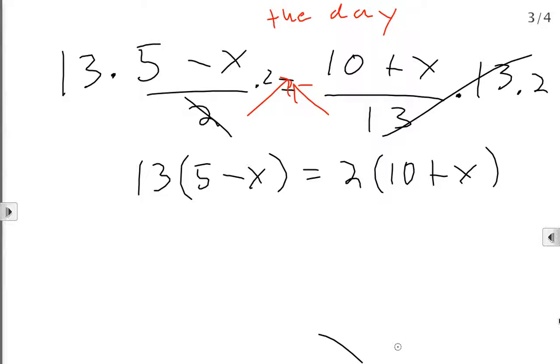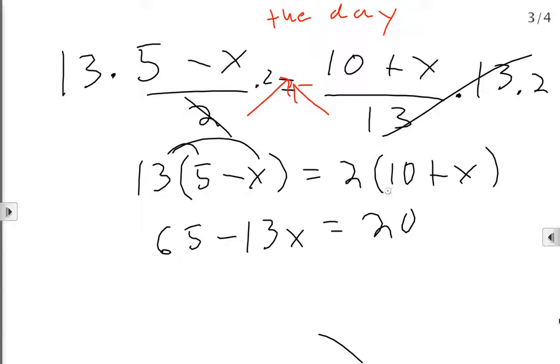It's very important to know that when you're solving multiplication and division, everything gets multiplied. So it's not just 2 times 10 or 2 times x, it's 2 times the entire thing. So we just do a little distributive property. 13 times 5 is 65. 13 times negative x is minus 13x. 2 times 10 is 20. 2 times x is 2x. And now we just need to combine like terms to solve.